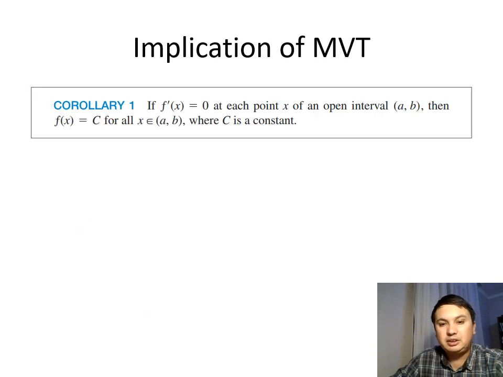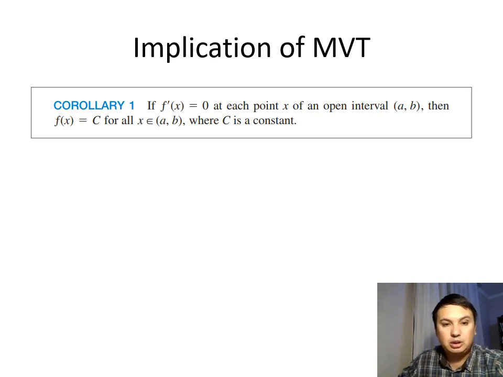Let's discuss other interesting consequences of the mean value theorem. We know that if you take the derivative of a constant function, then it's 0. This corollary, this consequence, tells us the converse. It says that if a function has 0 derivative everywhere in an open interval, then it has to be a constant function. How do we show it?